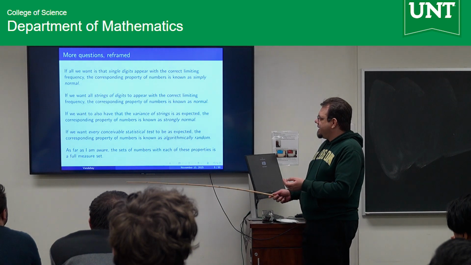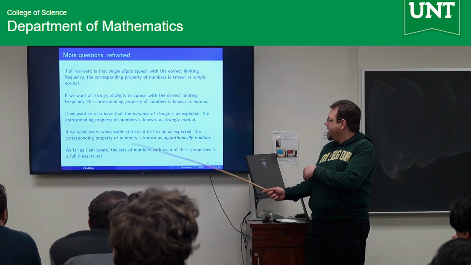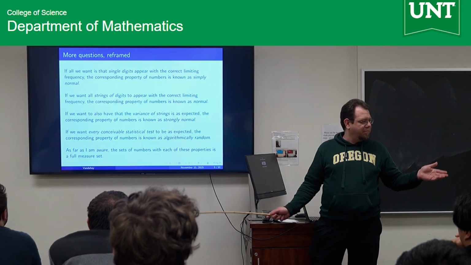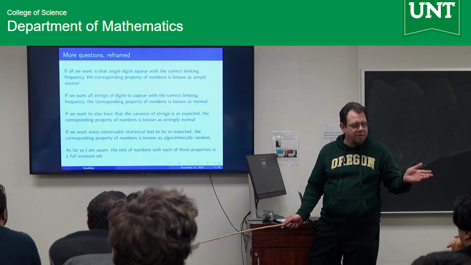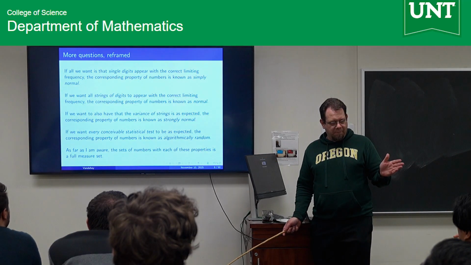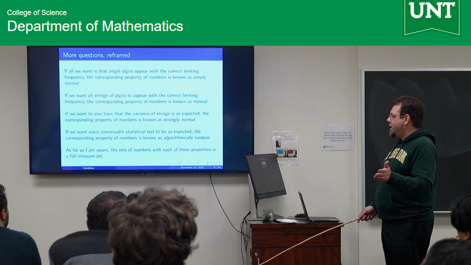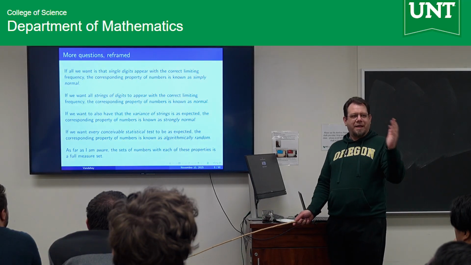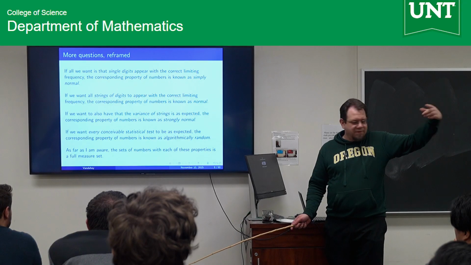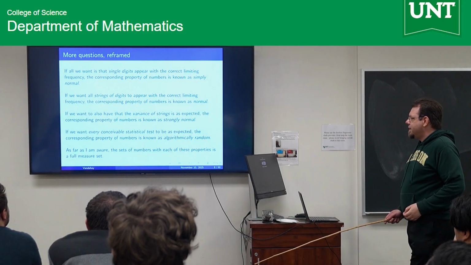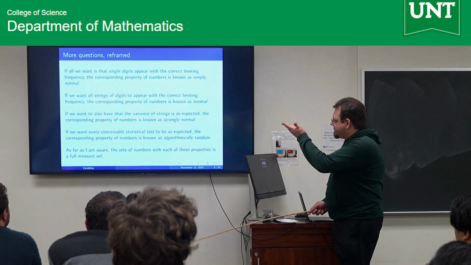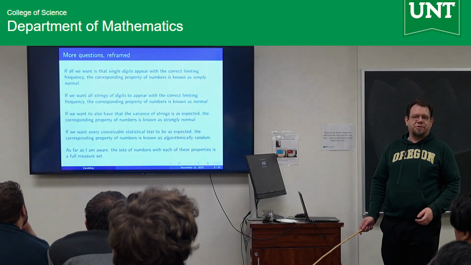We can also say, well, that's just expectation. What if we ask about variance? What if the variance matches what we would expect coming from things like the strong law of large numbers? Well, in such a case, we would say the corresponding number is strongly normal. And then if we want to apply every conceivable test that could be asked of a sequence, asterisk there, because how many tests can you actually ask? This is a property of numbers that's known as algorithmically random. And as far as I'm aware, the sets of numbers with each of these properties is a full measure set. There's lots of them.